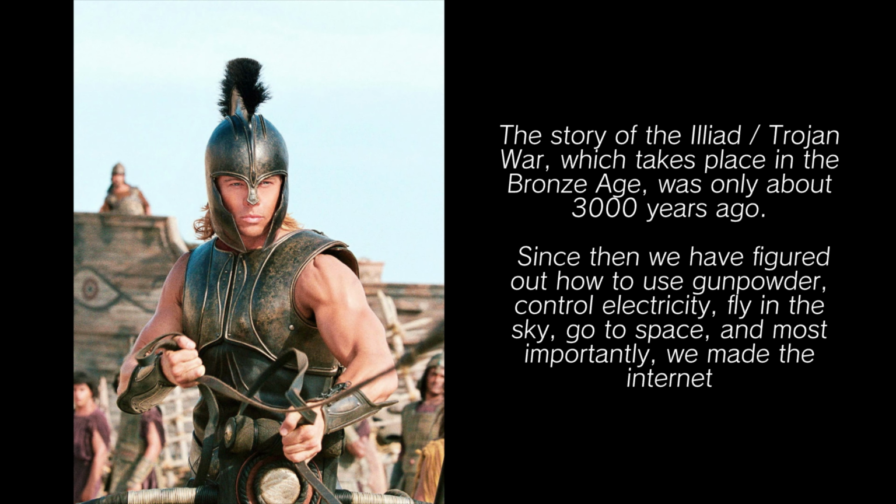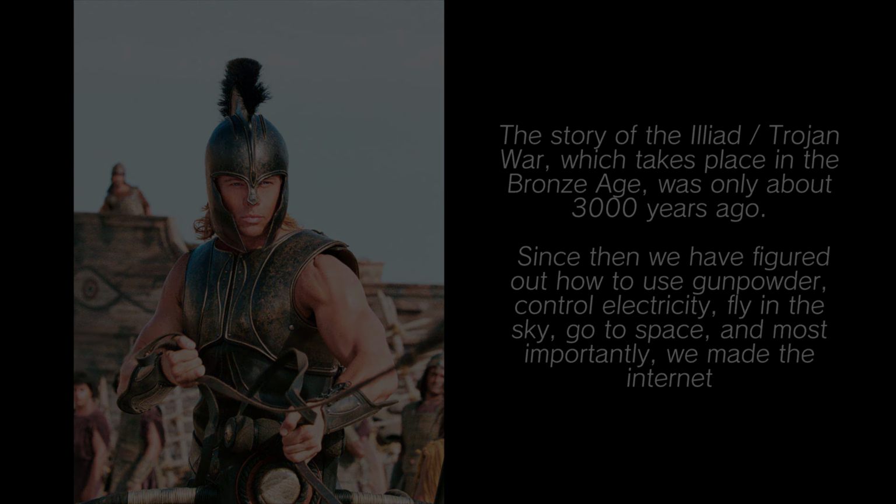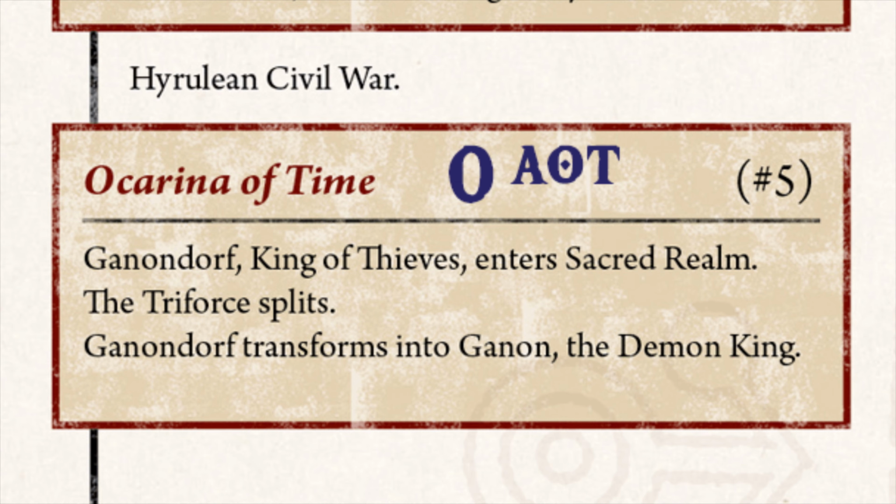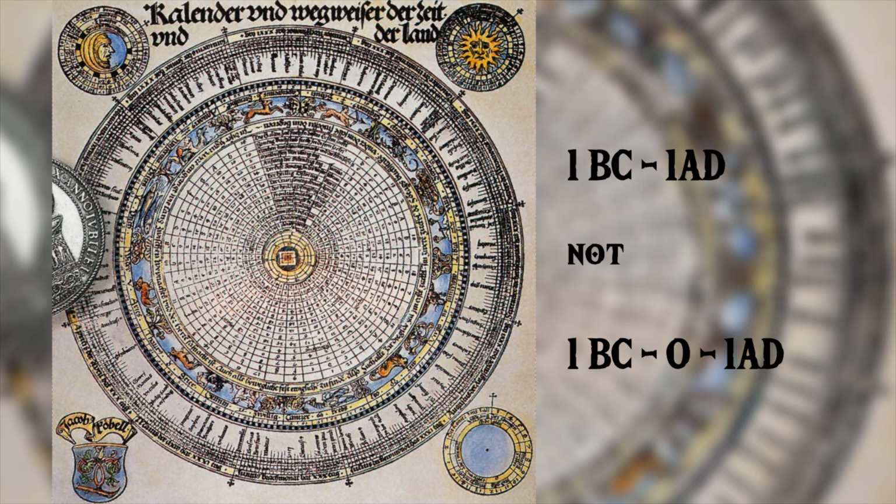In our real world, the Bronze Age was only about 5,000 years ago, so things like the 10,000 years before Breath of the Wild are just unimaginable for us. The origin point I will use is Ocarina of Time, since that is where the timelines branch out. So Ocarina of Time is 0 AOT, or after Ocarina of Time. In our Gregorian calendar in the real world, there is no 0 year, but for simplicity's sake, I will use a 0 year.